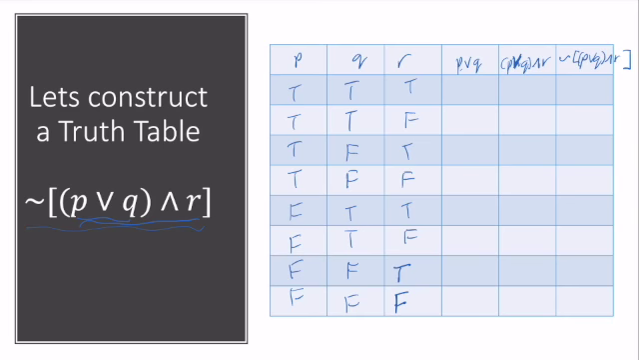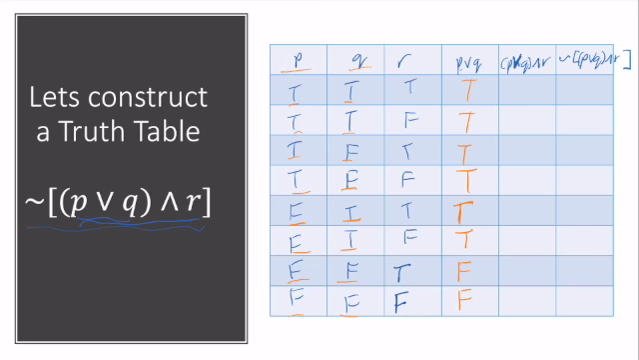So I'm looking at these 2 columns over here, and I have true and true is true, true and true is true, false and true is true, false and true is true, true and false is true, true and false is true, and then false and false gives me false. I need one or both to be true.